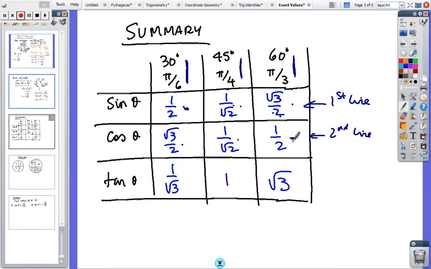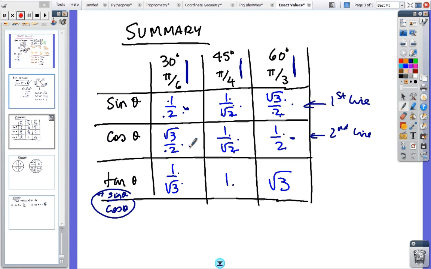And then to get the third line, tan is just sine over cos. We did that on an earlier video. So the 2's cancel out, so you're just left with 1 over root 3. The root 2's cancel out, and 1 over 1 is 1. The 2's cancel out, and you're left with root 3 on 1, which is just root 3. So once you've got the first line, you get the second line, and the third line is just division.